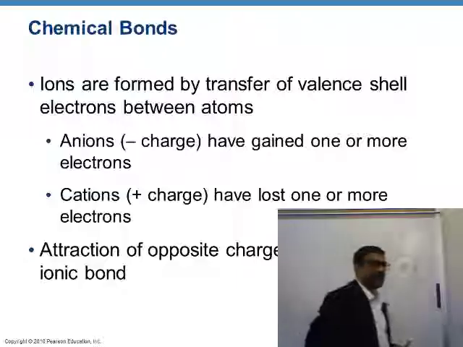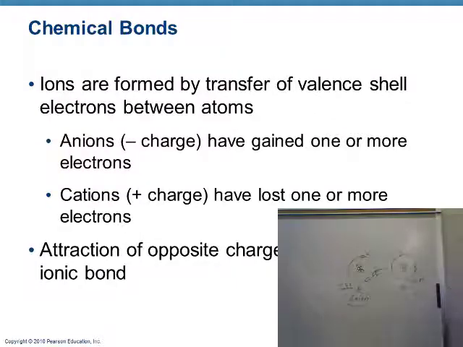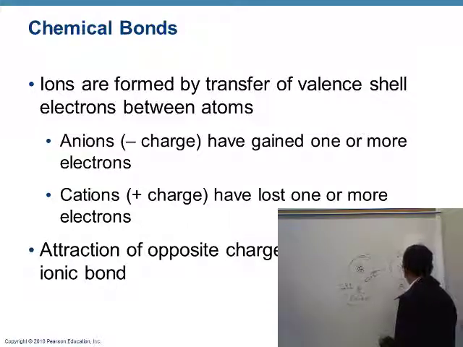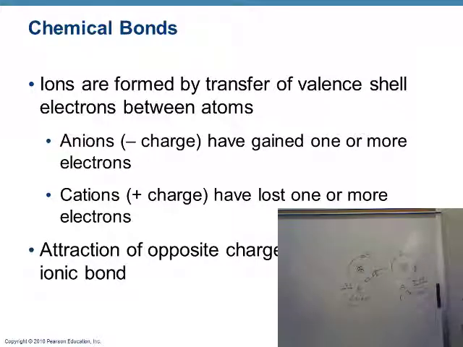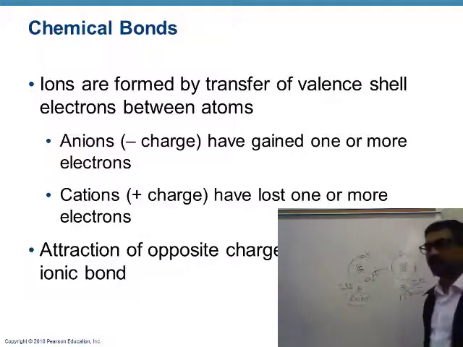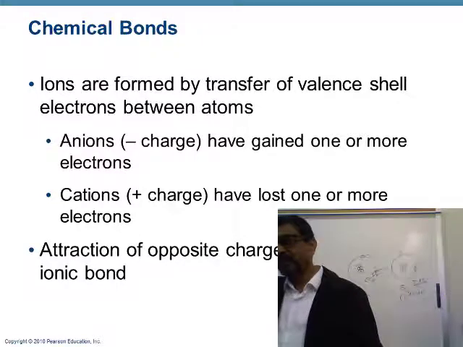So now the negatively charged atom is called an anion. So a negatively charged atom is known as an anion, and a positively charged atom is known as a cation, C-A-T-I-O-N. Okay. So anion, negatively charged atom; cation, positively charged atom.